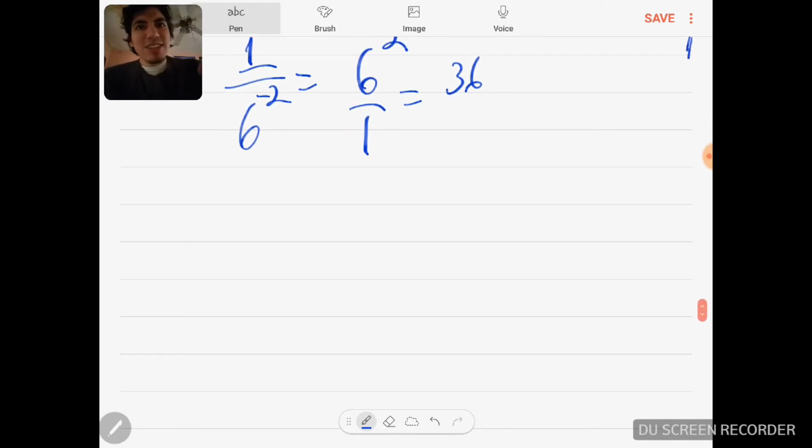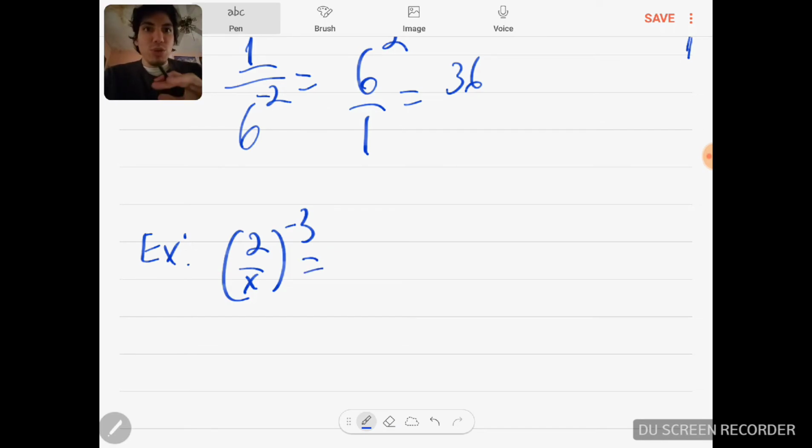So it's kind of self-explanatory how you work things out, but let's try this one. This one's a little tricky. So now, don't forget the rules that we talked about, I think it's the quotient rule that we just did before, where you extend the negative 3 to the numerator and the denominator. So remember, there's a little 1 here, and there's a 1 down there. So it's going to be 2 to the negative 3 over x to the negative 3.